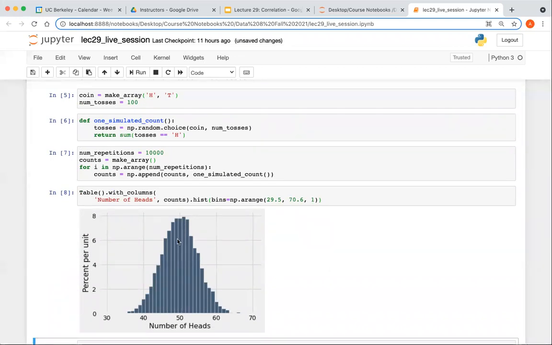Okay, now each of these bars is a proportion. So this bar right here, the area of these bars, this bar is the proportion of times we got 50 heads out of our 10,000 times. Now that's trying to approximate something. It's trying to approximate the exact probability of getting 50 heads in 100 tosses. Okay, now it's not going to be exact.